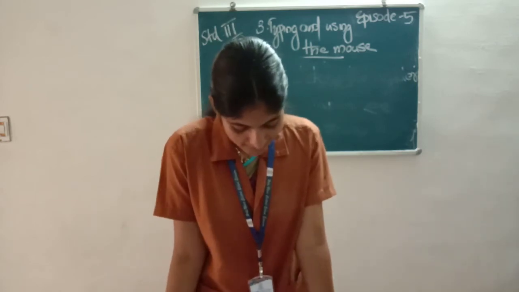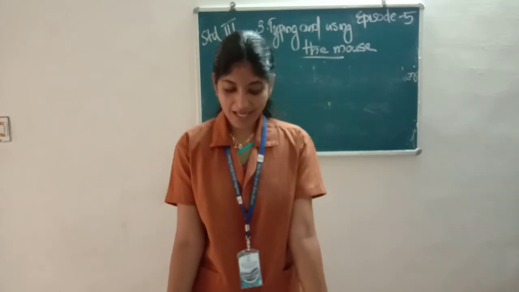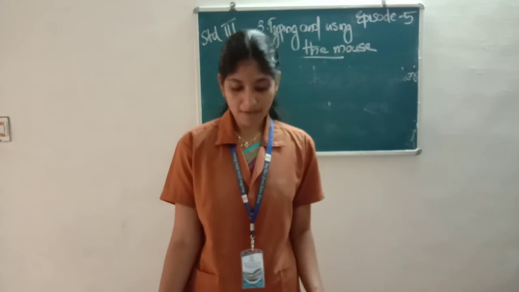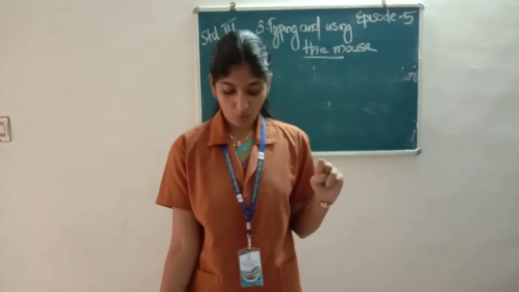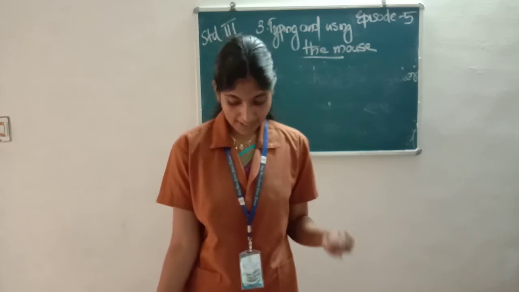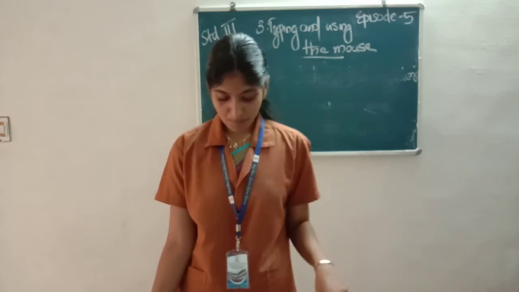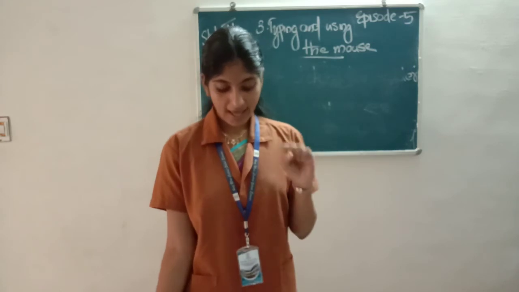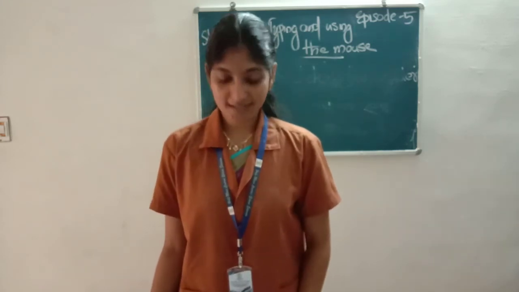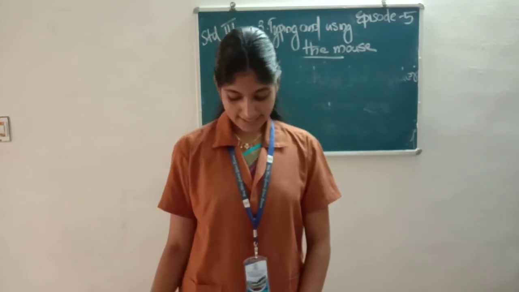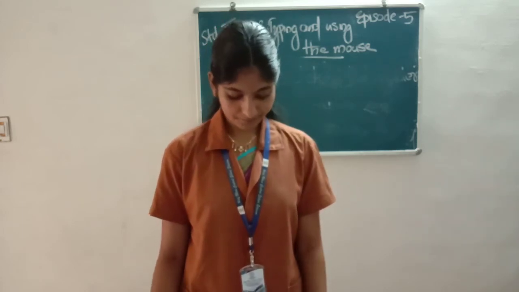And seventh question, mouse is a pointing device having option A, 2 buttons and 1 scroll wheel; second option, 1 button and 2 scroll wheels; third option, 2 buttons and 2 scroll wheels; and fourth option D, 5 buttons. Can you tell me which is the correct answer? 2 buttons and 1 scroll wheel.